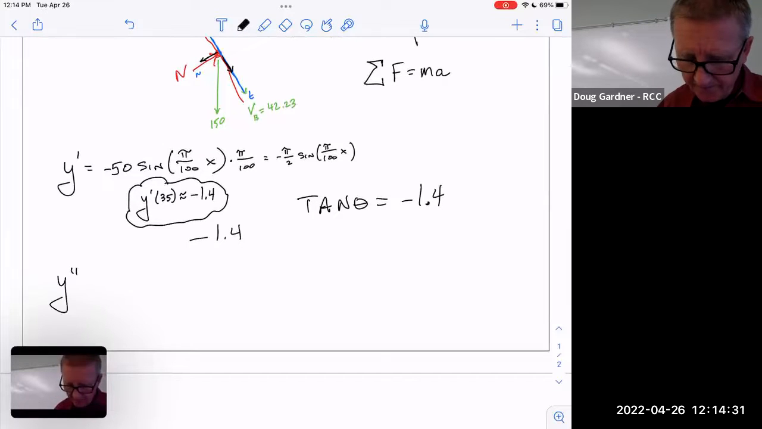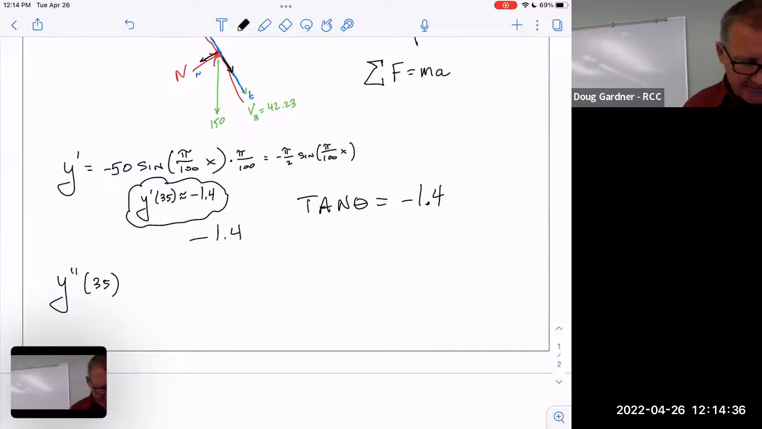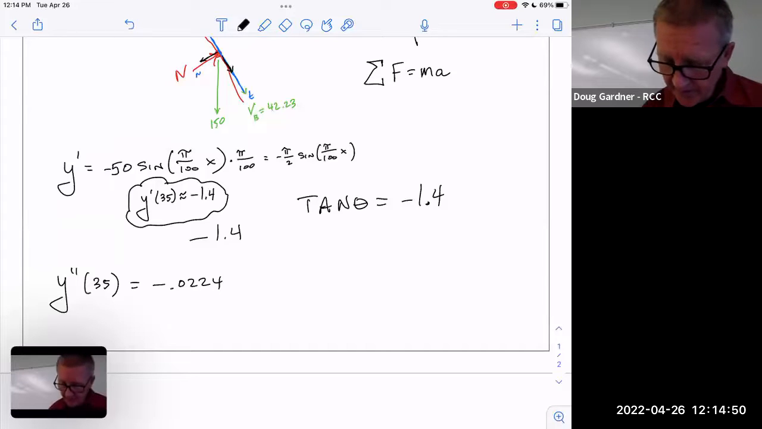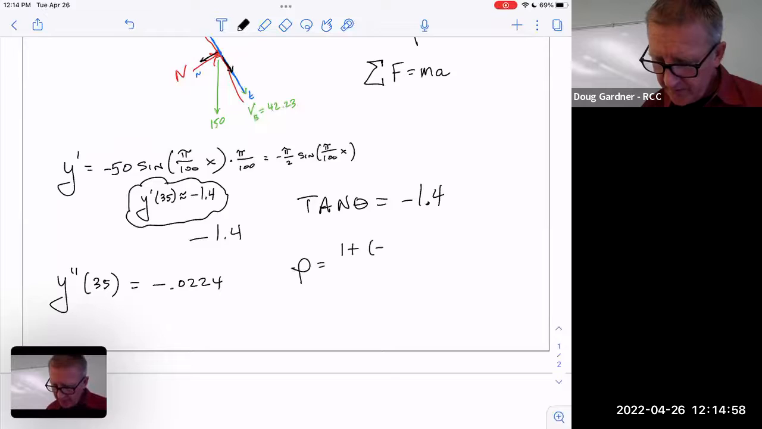No pun intended. Actually, in the interest of time, if I take the second derivative and I stick 35 in there, I get negative 0.0224. The derivative of sine is cosine. So I could make that calculation and so forth. So now I actually could figure out rho, the radius of curvature, which if I remember right was 1 plus the derivative squared, and then I raise all of that to the 1.5 power, and I divide that by the absolute value of the second derivative.